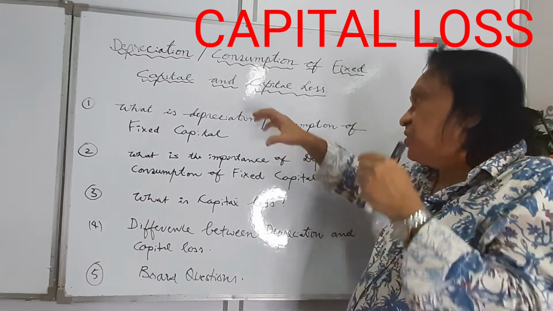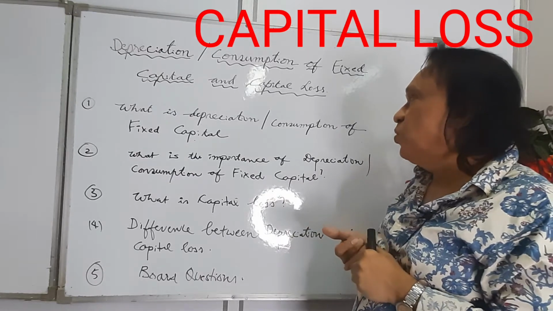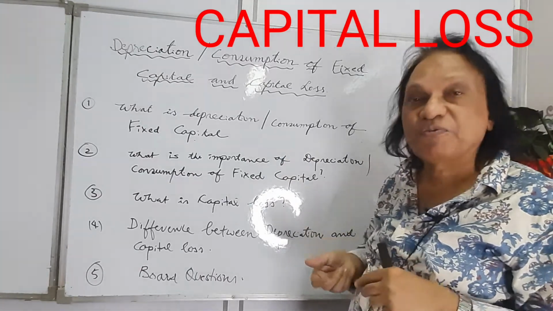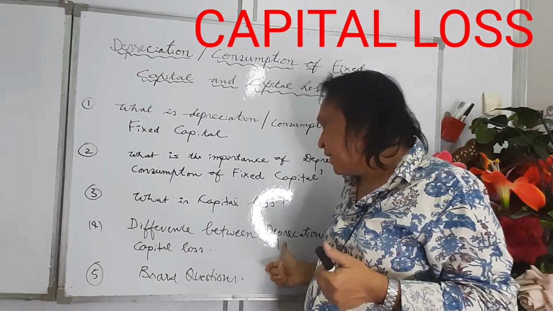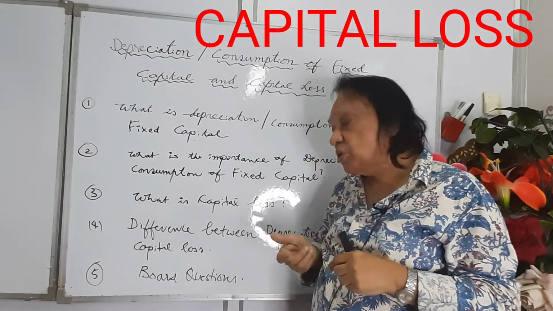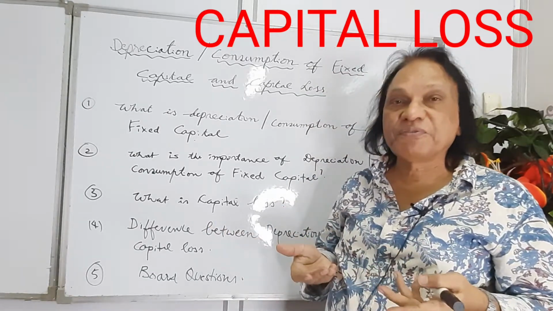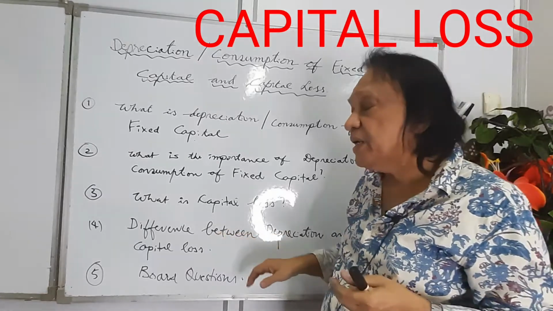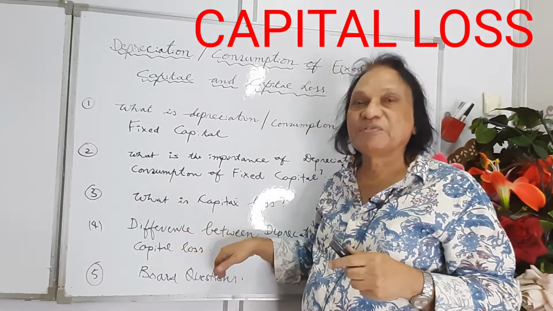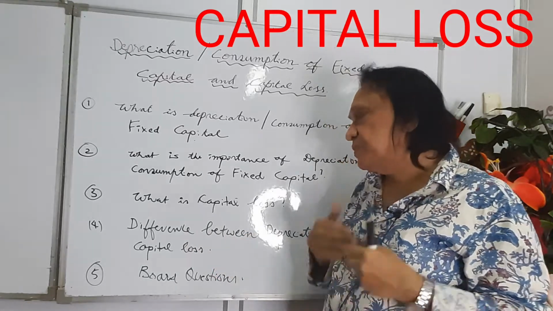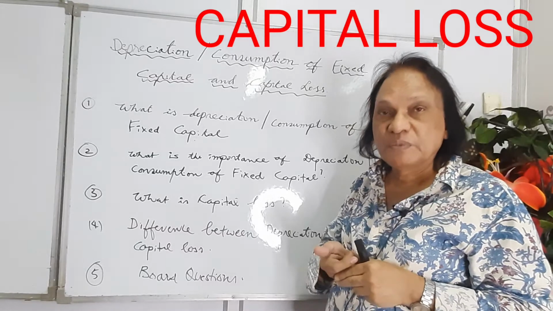Okay, the depreciation is, I told you, more or less the same thing. Depreciation is loss in the value of a fixed asset due to normal wear and tear and expected obsolescence. And what is capital loss? It is also loss in the value of a fixed asset, not because of expected obsolescence. It is unexpected obsolescence. It can be due to fire, earthquake, thefts and all. So with capital loss, you may lose the entire capital.